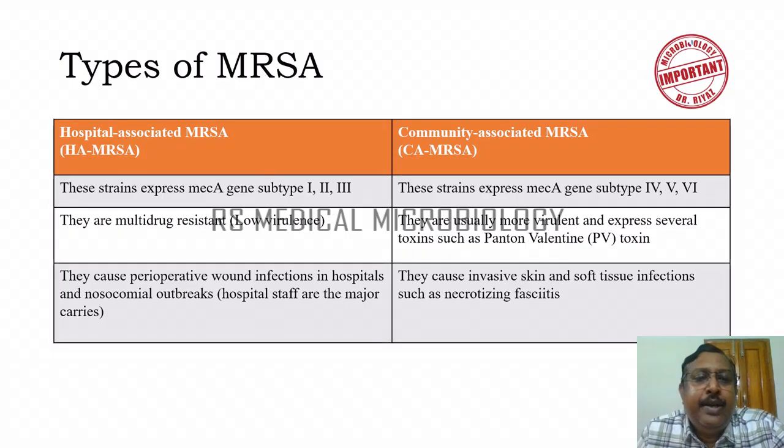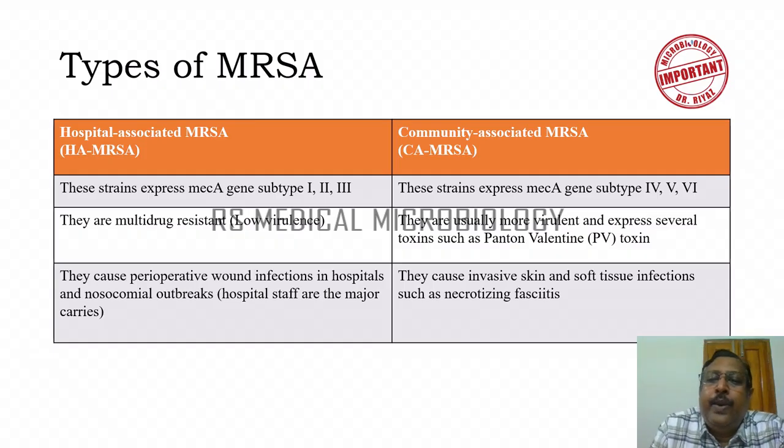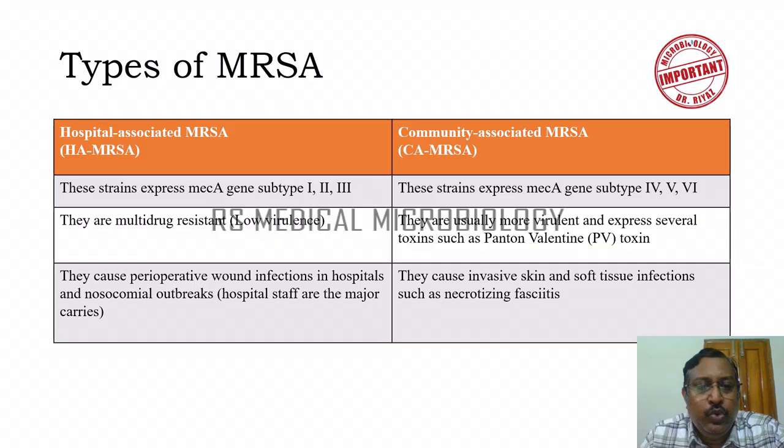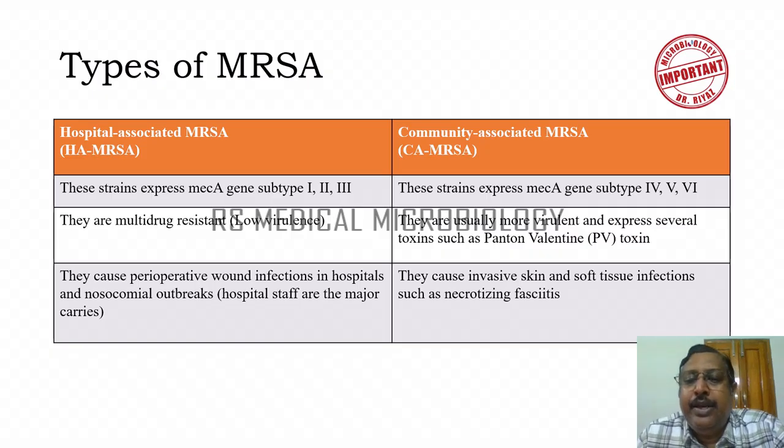Now we will look at the types of MRSA. It's very important. You have hospital-acquired MRSA and community-acquired MRSA. The strains which express SCCmec type 1, type 2, and type 3 are seen in hospital-acquired MRSA, whereas in community-acquired MRSA, the mecA gene subtypes are 4, 5, and 6. The hospital-acquired ones are multi-drug resistant, but their virulence is low. They are seen most in post-operative or perioperative infections or nosocomial infections, whereas community-acquired MRSA infections express a much more severe toxin, the Panton-Valentine leukocidin, and are seen in most invasive soft tissue infections such as necrotizing fasciitis.